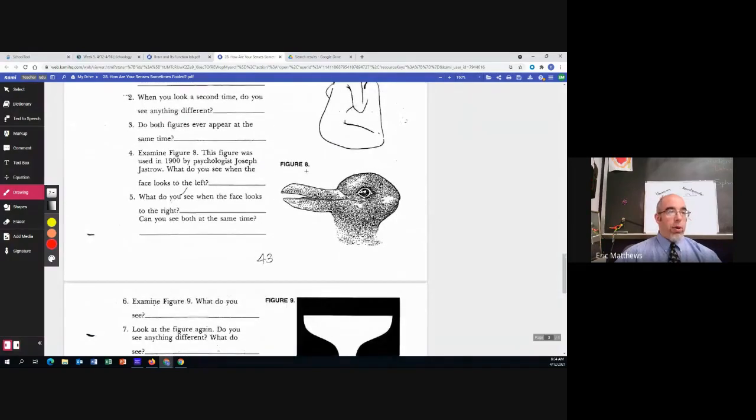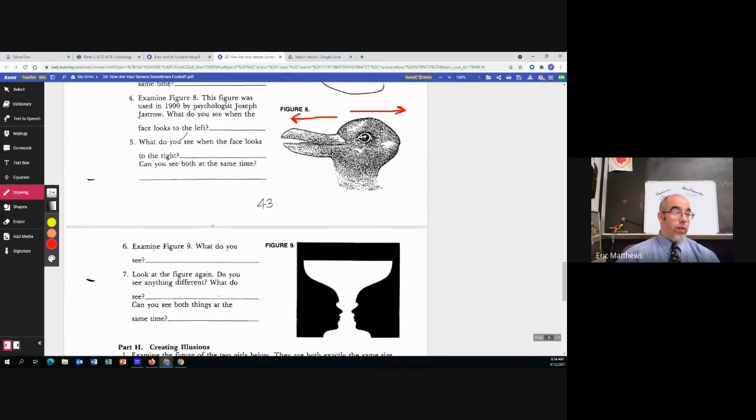Down here, this next one. What do you see when the face is looking this way? Well, most people see a duck. But then what about if you consider the face is looking that way? Does the image change for you?